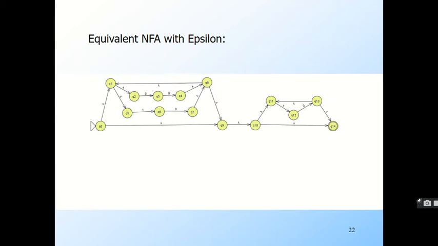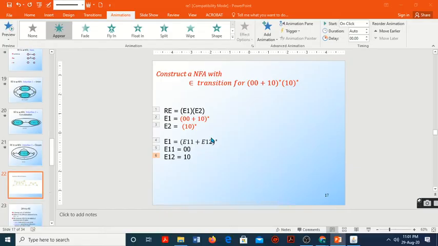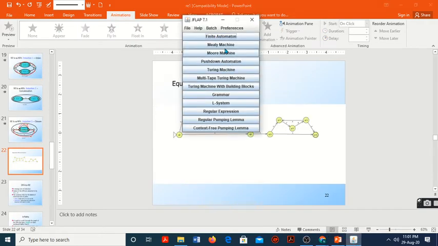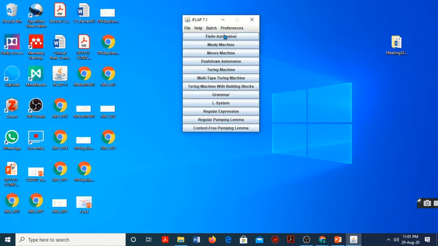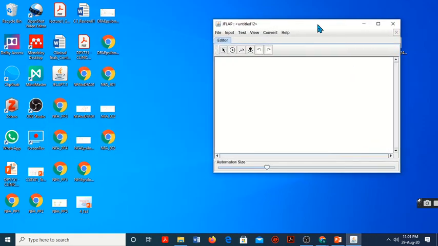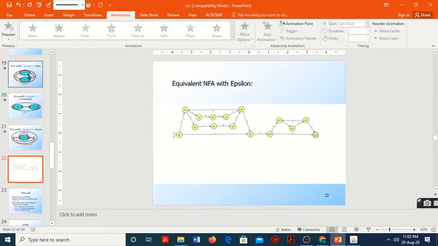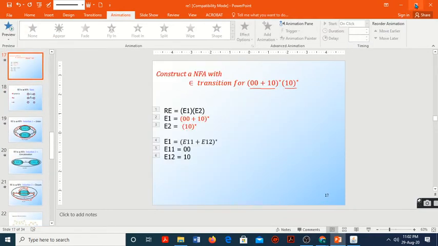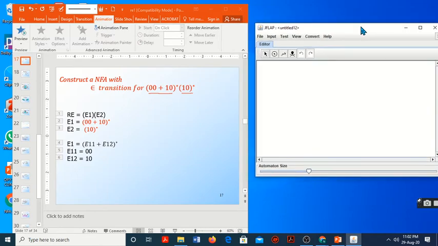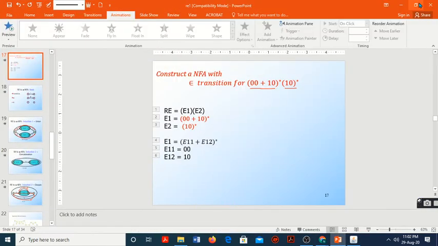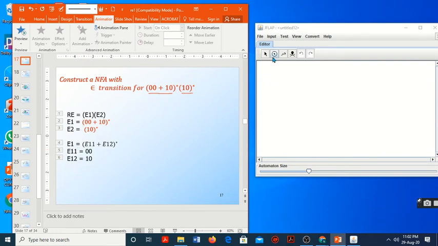So having this, let us now draw the NFA with epsilon for the given regular expression. So first, the basic unit which we saw was E11, 00. So we can have transitions for 0 and one more 0. So let us have a transition for 0 and one more transition for 0.